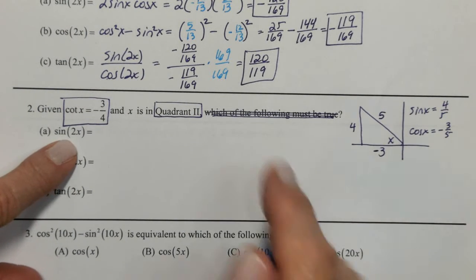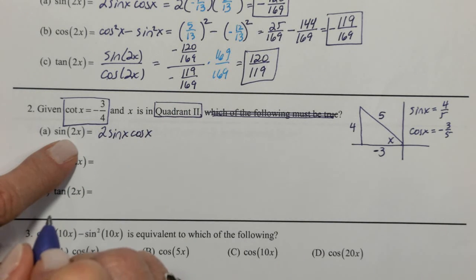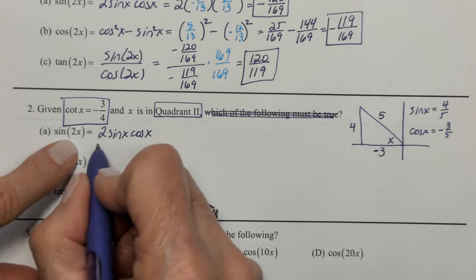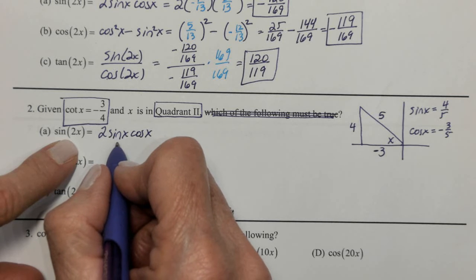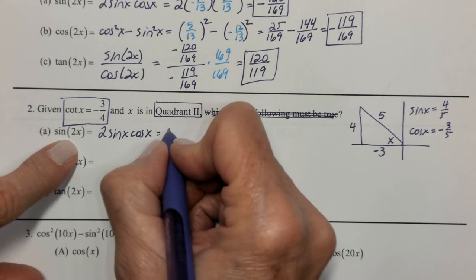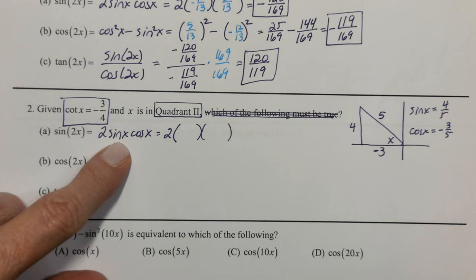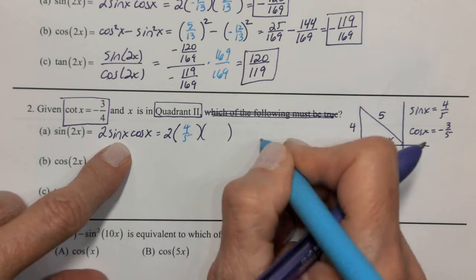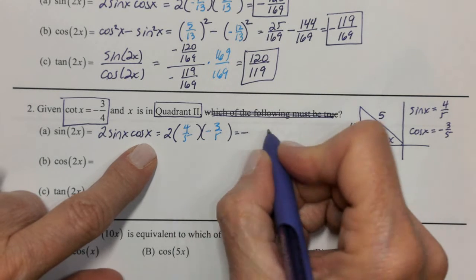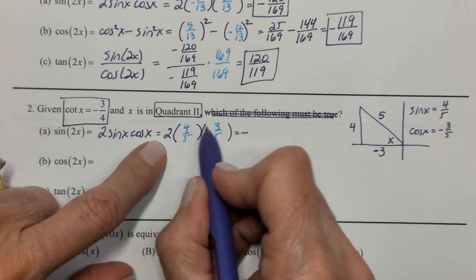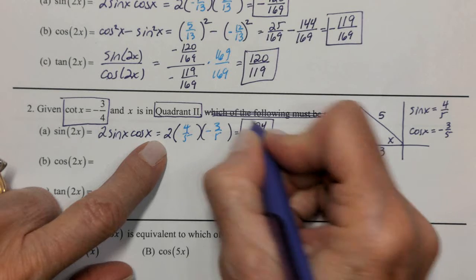All right, sine of 2x is 2 sine x cosine x. Since you need to memorize these formulas, make sure you write the formula every time. If you write the formula every time, you won't have to work to memorize it. You will just do it naturally. Okay, sine x is 4 over 5. Cosine x is negative 3 over 5. This is going to be a negative. 2 times 12 is 24. 5 times 5 is 25. Negative 24 over 25.